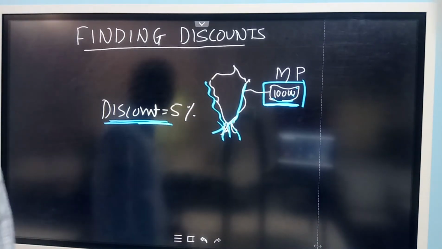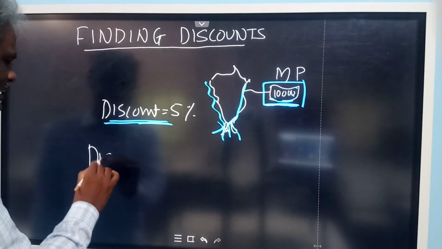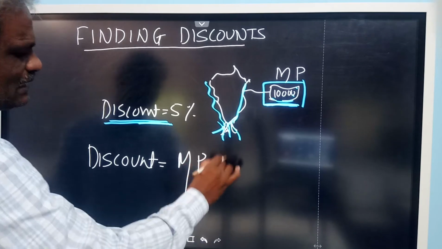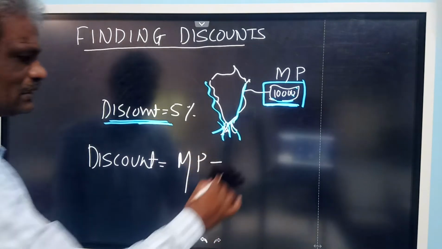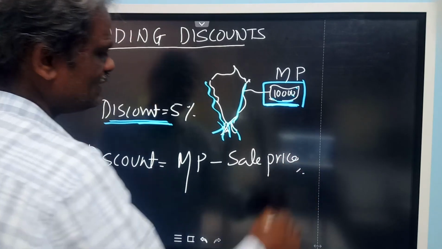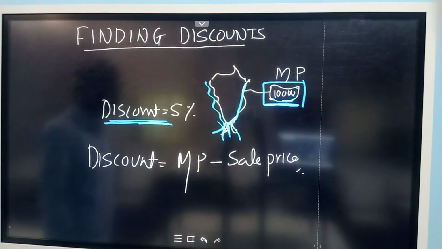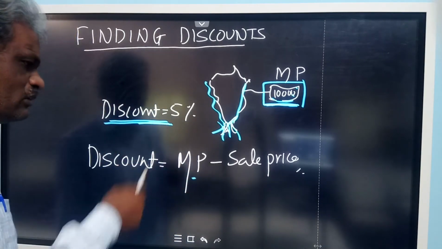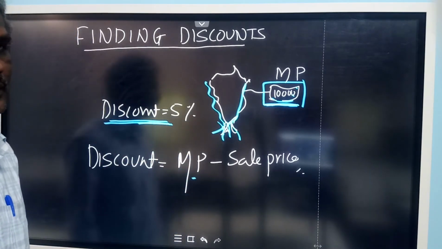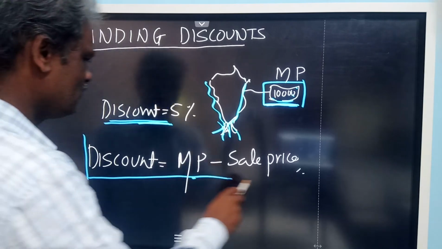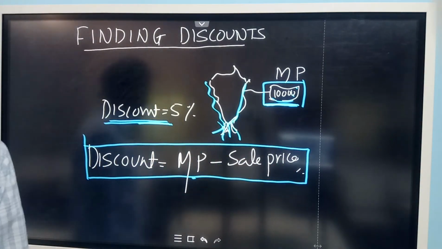So we can calculate. Discount is always calculated like this: discount is equal to market price minus sale price. So the sale price always includes the profit. Remember this. They give some discount from the profit only, not from the original cost. Okay, so this is the formula we use to calculate the discount.